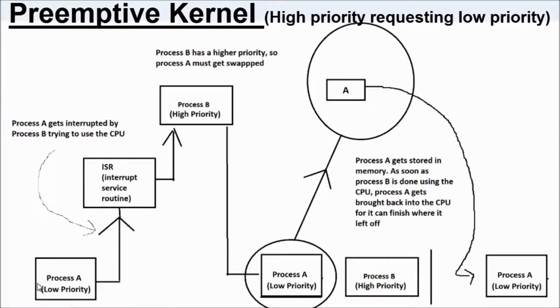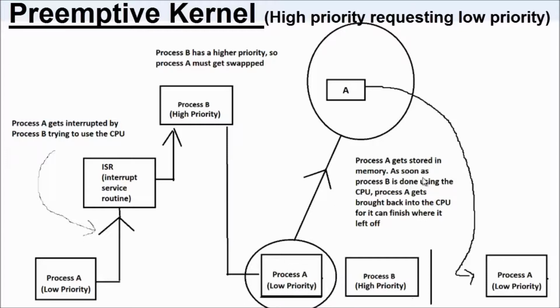Looking at this diagram, imagine a line going across horizontally right here where the processes are running: that is the CPU. So currently process A, which has a low priority, is running on the CPU. And process A gets interrupted by process B trying to use the CPU. So the ISR looks into process B and it notices that it's a higher priority. So process B has a higher priority, so process A must get swapped. As you can take a look right here in the circle, process A gets stored in memory.